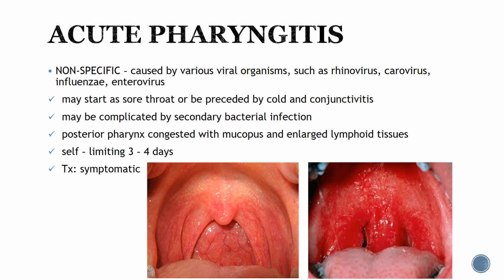Acute pharyngitis is non-specific, and is caused by various viral organisms such as rhinovirus, coronavirus, influenza virus, and enterovirus. This may start as a sore throat or be preceded by cold and conjunctivitis, and may be complicated by secondary bacterial infection. The posterior pharynx is congested with mucopus and enlarged lymphoid tissue. This is a self-limiting disease lasting 3 to 4 days. Treatment is symptomatic, depending on the signs and symptoms.